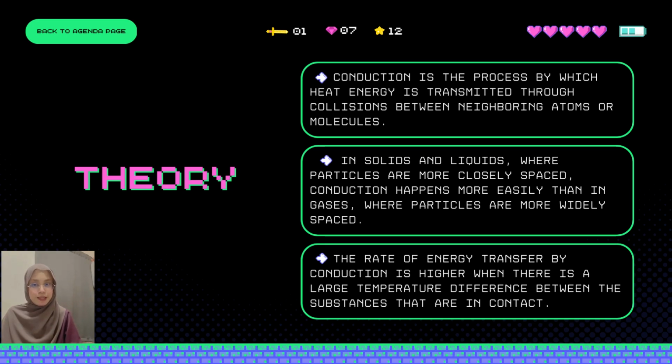The theory for conduction is the process by which heat is transmitted through collision between neighboring atoms or molecules. In solids and liquids, where particles are more closely spaced, conduction happens more easily than in gases, where particles are more widely spaced. The rate of energy transfer by conduction is higher where there is a large temperature difference between the substance and the surface contact.